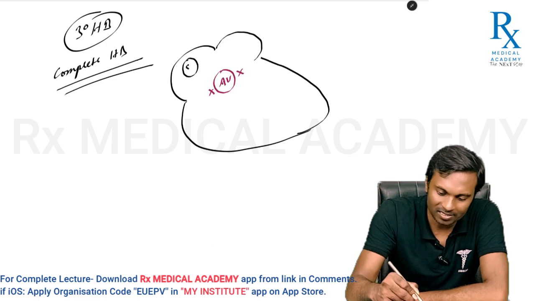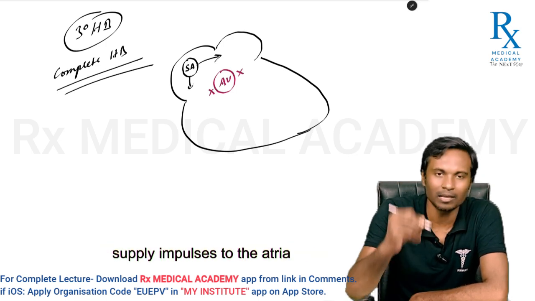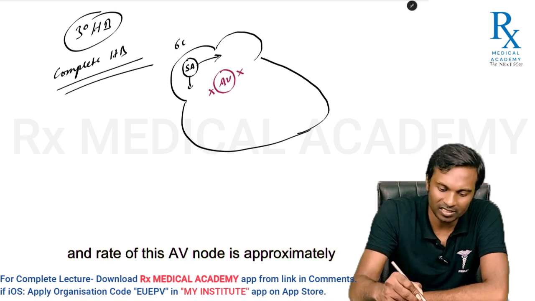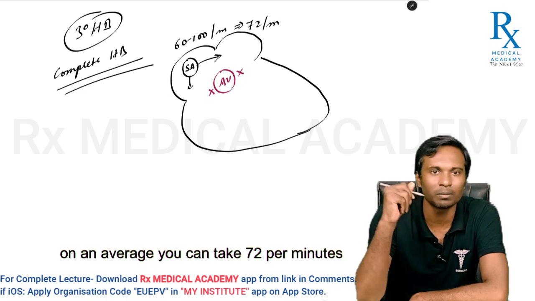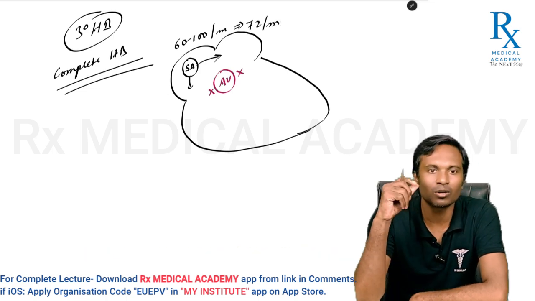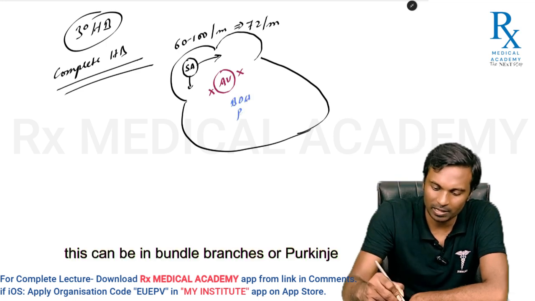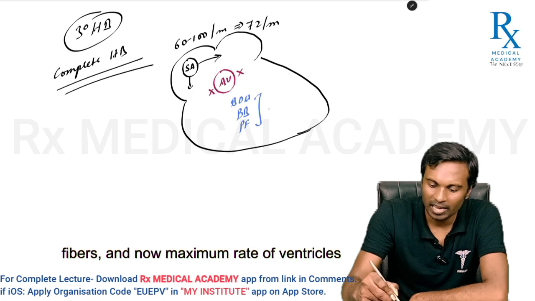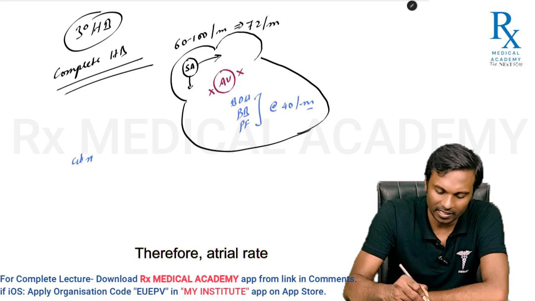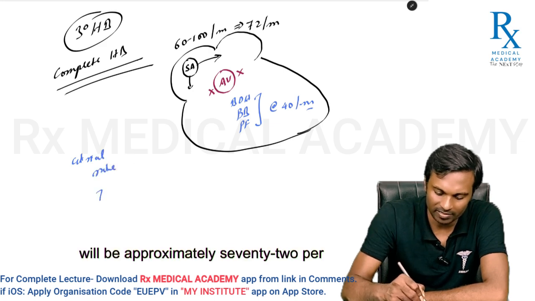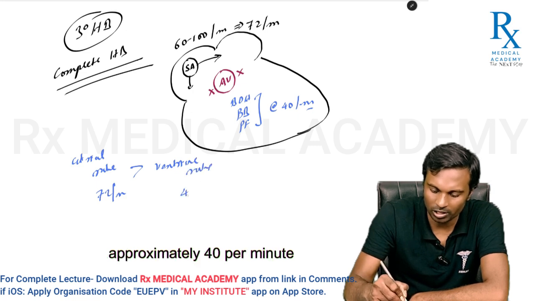This is your SA node. SA node is present in the atrium. So SA node will anyway be able to supply impulses to the atria, and rate of this SA node is approximately 60 to 100 per minute. On an average you can take 72 per minute. Whereas now ventricles will contract with the help of an ectopic pacemaker. This can be in bundle of His, bundle branches or Purkinje fibers. And now maximum rate of ventricles will be around 40 per minute. Therefore, atrial rate will be approximately 72 per minute, whereas ventricle rate will be approximately 40 per minute.